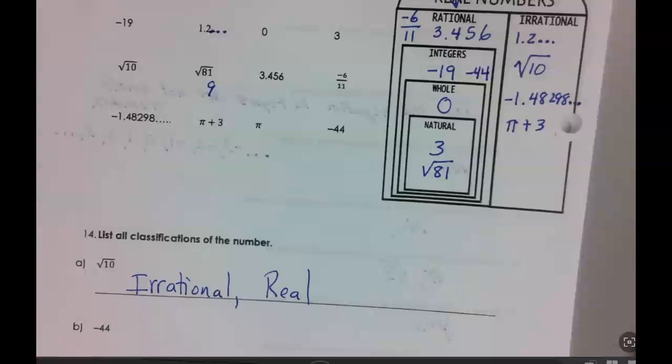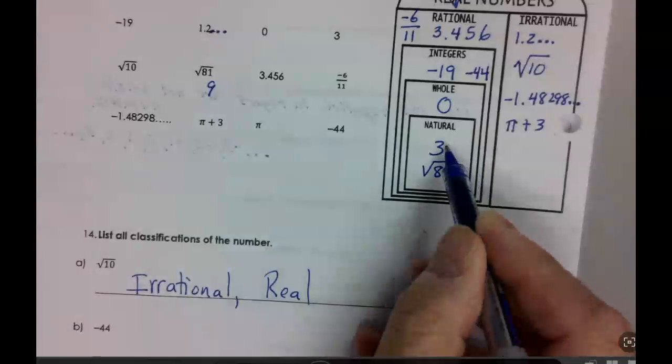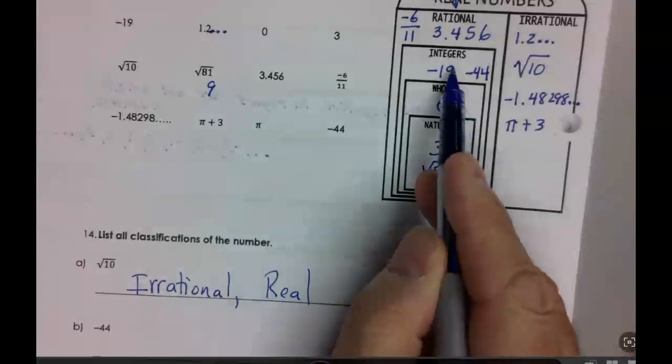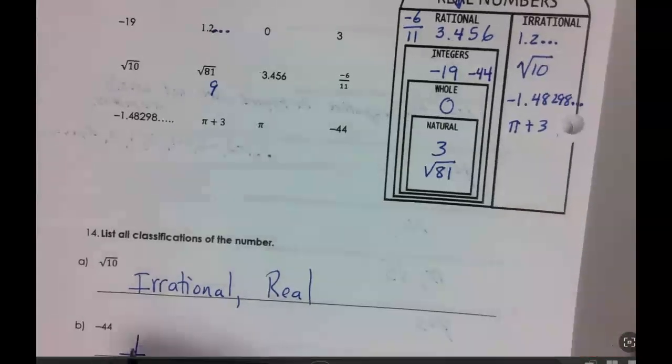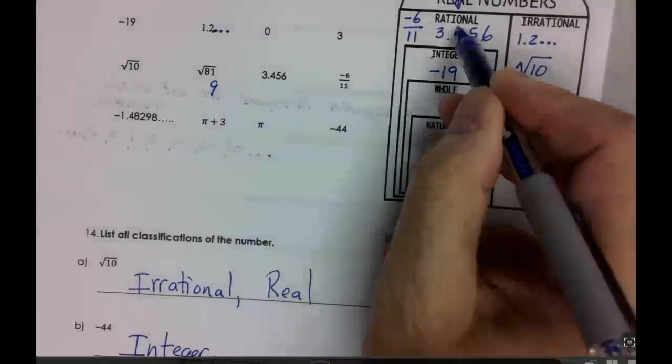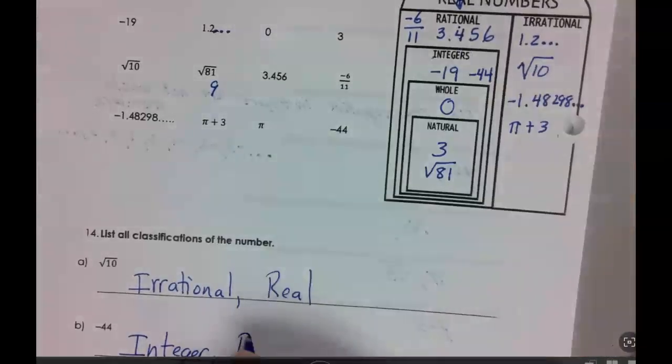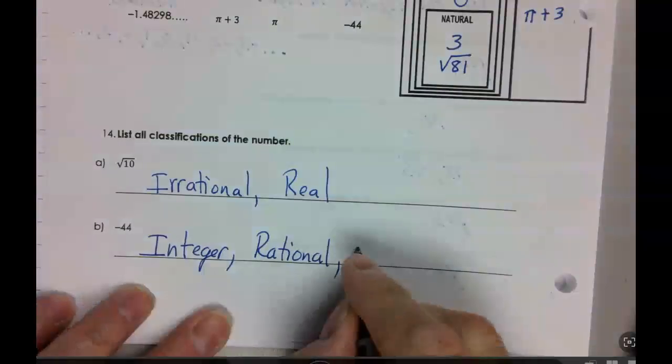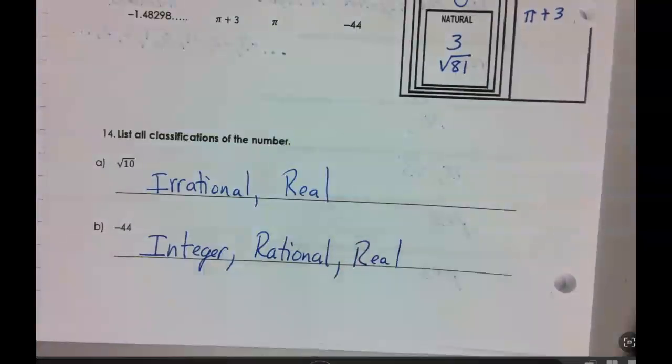What about negative 44? Is it natural? Is it whole? Is it an integer? Yes. If it's an integer, it's got to be what also? Rational. And then, last but not least, what is it? Real, correct? All of them are going to be real, aren't they? Okay? Makes sense?